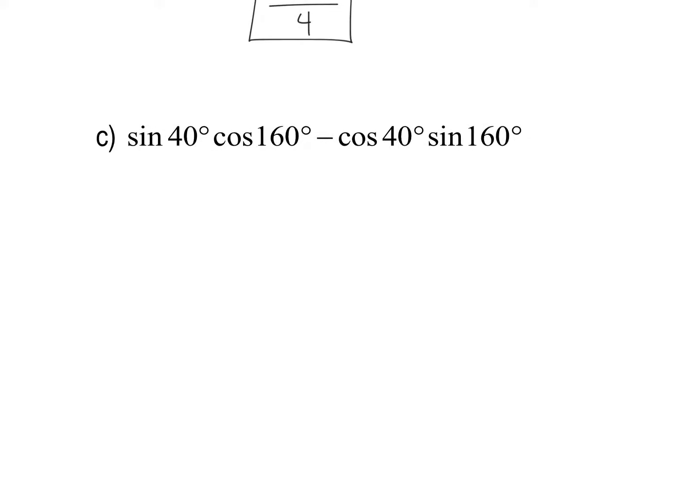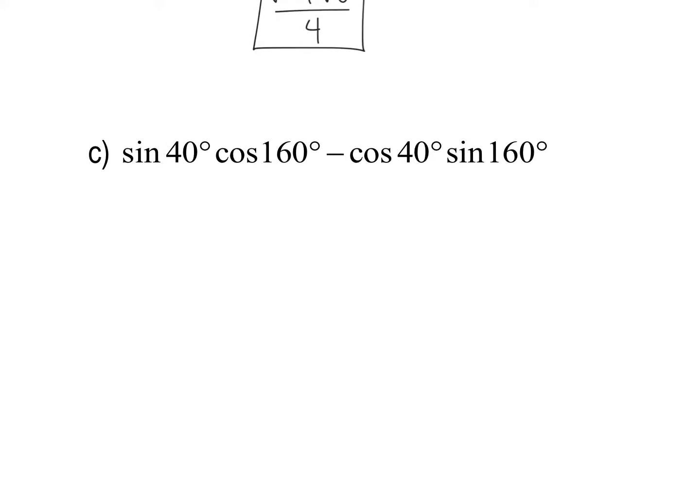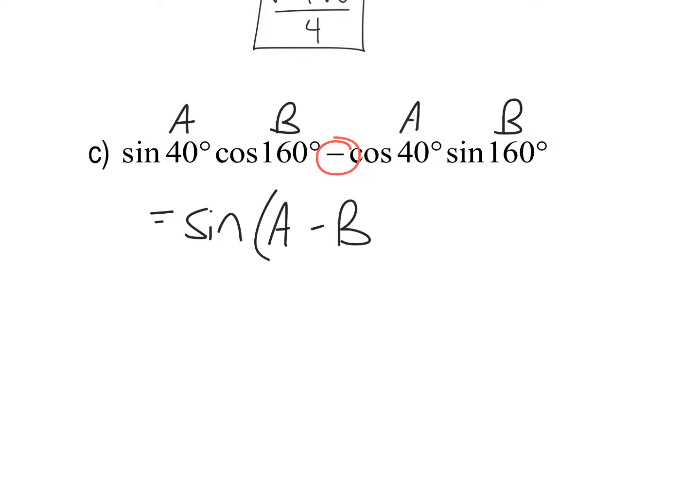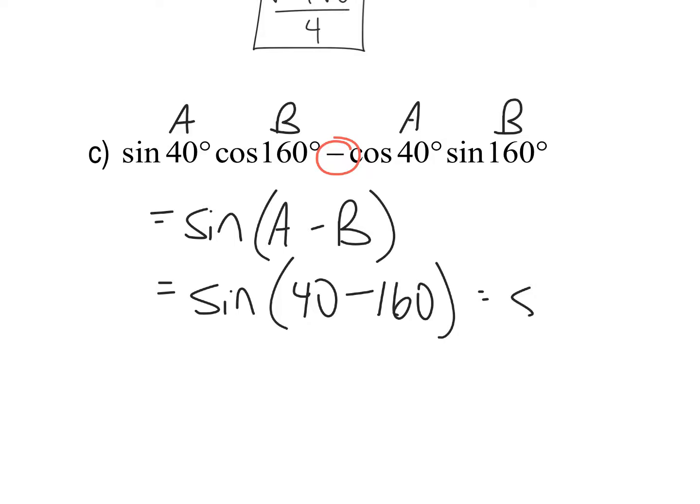This one is kind of split up, and the question is, can you recognize which formula this is? If this is my A, this is my B. I know this is one of my sine formulas, and because the sign here is minus, it's going to stay that way for the formula. This is the exact formula for sine of A minus B. And so that means I'm doing sine of the 40 is the A and the 160 is the B, which is sine of negative 120.